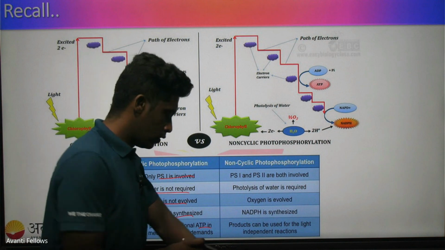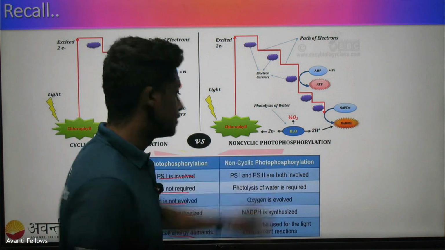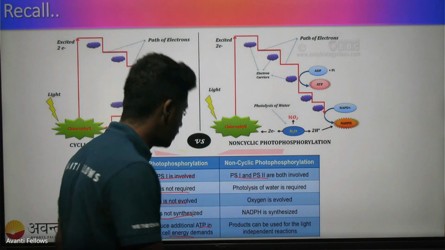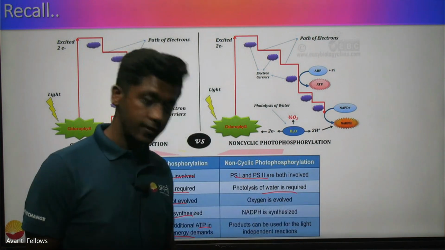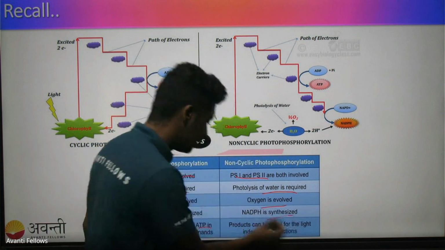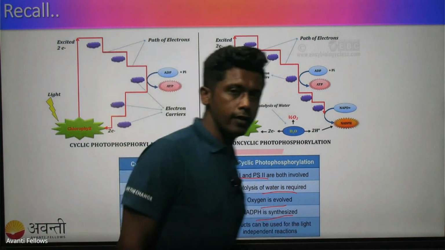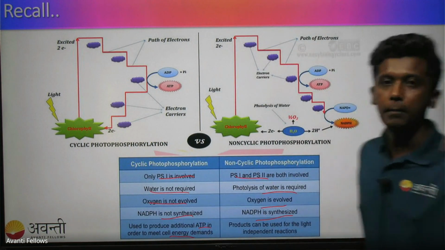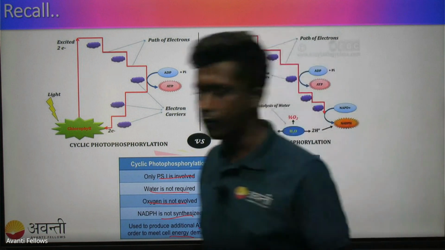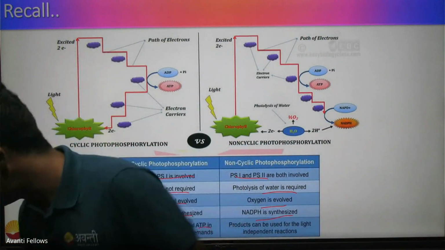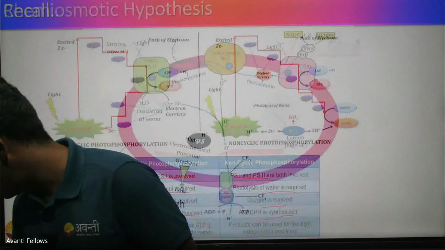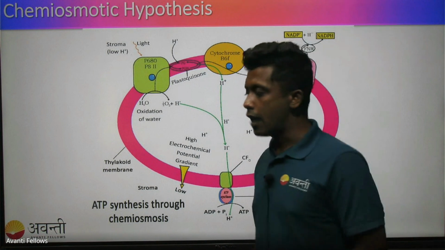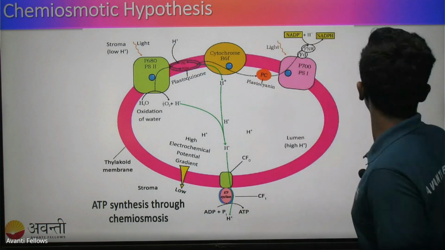In non-cyclic photophosphorylation, both PS1 and PS2 are involved. Here photolysis of water happens, oxygen is evolved, NADPH is synthesized, and some of the products produced in this non-cyclic photophosphorylation are used for the biosynthesis pathway for the production of energy. These are the significant differences. And the next one is we have to understand how the ATP is synthesized.